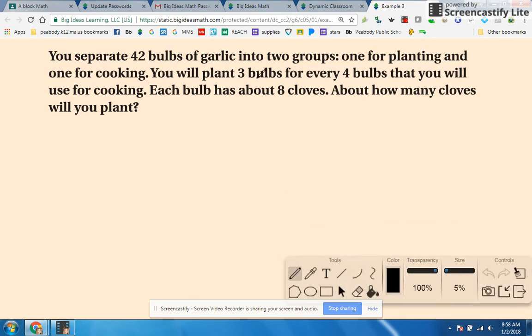It says 3 bulbs planted for every 4 bulbs used for cooking. So I'm going to draw a rectangle and divide it into 3 bulbs. And this one's for planting, so I'm going to put a P for planting. Then it says 4 bulbs for cooking. So I'll cut this one into 4, and we'll put a C for cooking. There are 42 bulbs of garlic, so we have 42 total. So that's the number we're going to be dividing. We have to figure out what we're dividing it by: count how many boxes you drew, or add the ratio. 4 plus 3 is 7, so 42 divided by 7 is 6. So I'm going to put a 6 in every box.